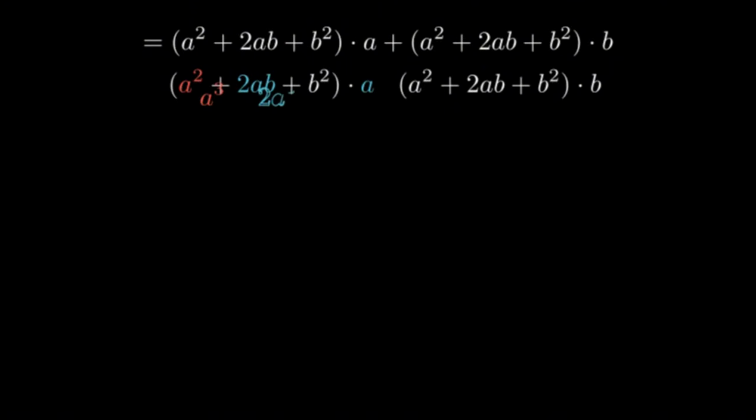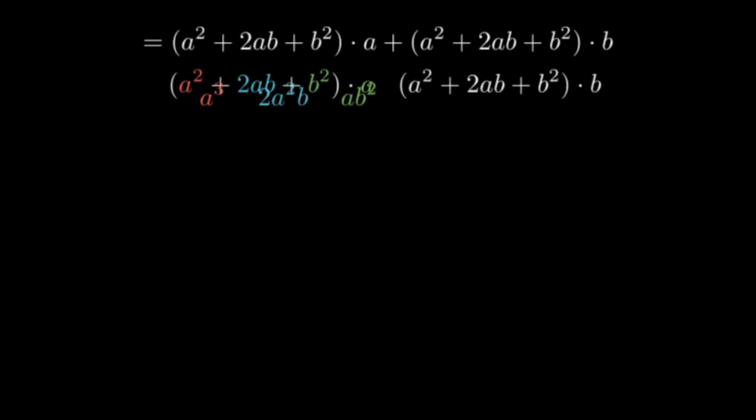The coefficient 2 stays the same, while the a gets an additional power because a times a equals a squared, and the b remains unchanged. For our third term, b squared times a equals ab squared. When multiplying terms with different variables, each variable keeps its own exponent. Here, the order doesn't affect the result, so a times b squared is written as ab squared.